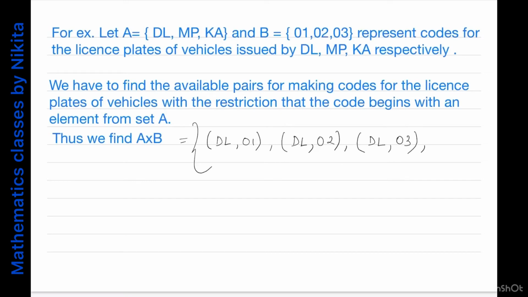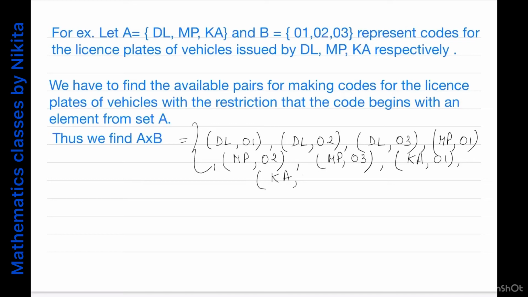Okay, now next element will be MP 01, then MP 02, then MP 03, and then we have KA 01, KA 02, and then KA 03. So these are your available pairs for making codes.